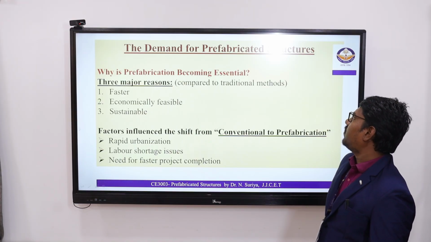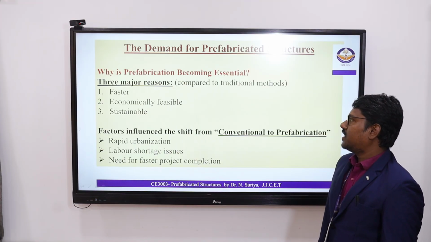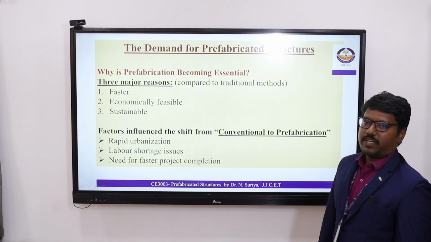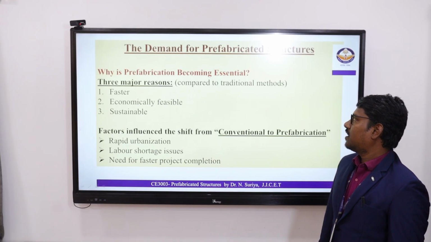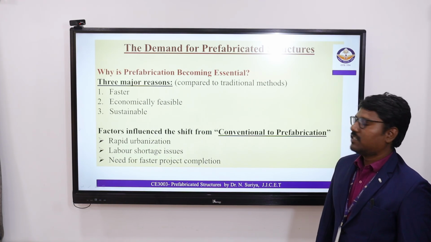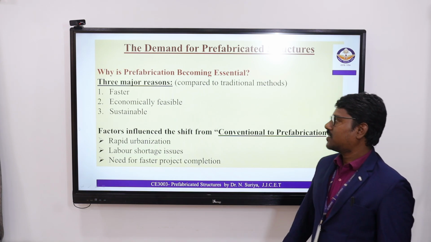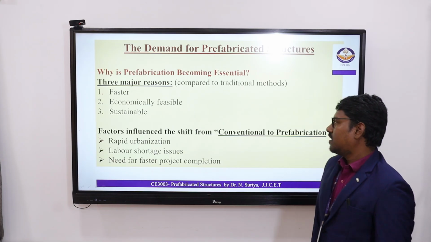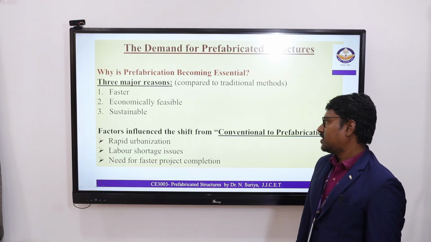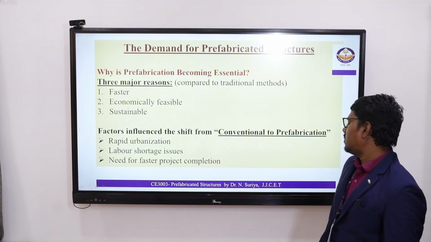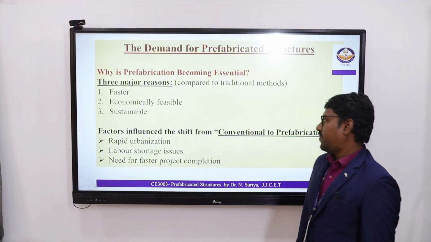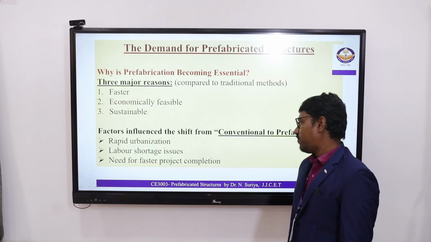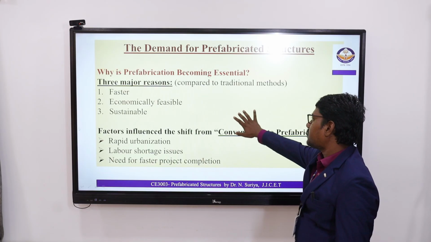Next, the demand for prefabricated structures. We have three major reasons, compared with the traditional methods, to justify why we have to use prefabrication instead of the traditional method. The three major reasons are a faster construction process, being economically feasible, and being sustainable. There are also three major factors influencing the shift from conventional to prefabrication method. The factors are rapid urbanization, labor shortage issues, and the need for faster project completion.